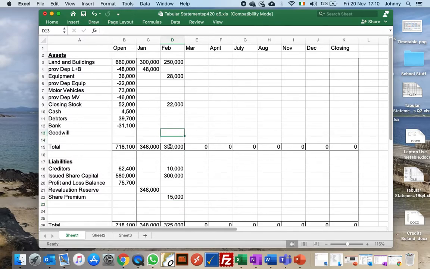So we can work this out, because we know we've got 325 in our liabilities at this stage, so therefore there must be 25 grand in our goodwill to make the two sides add up to be the same.